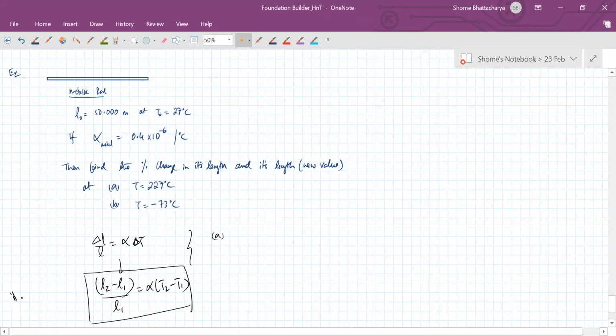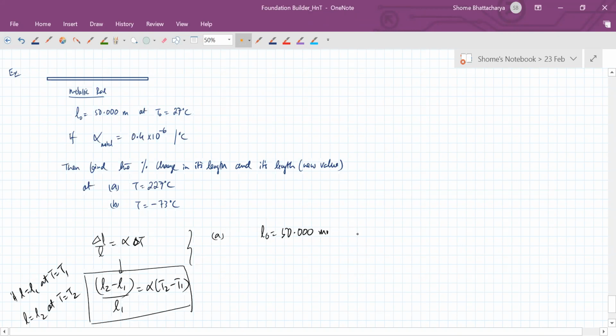If L is equal to L1 at T equal to T1 and L is equal to L2 at a temperature of T2, then the fractional change in length for changing the temperature from T1 to T2 is change in length, that is L2 minus L1 upon original length, which is L1, and that is equal to alpha delta T, which is alpha into the change in temperature. So we can use this also.